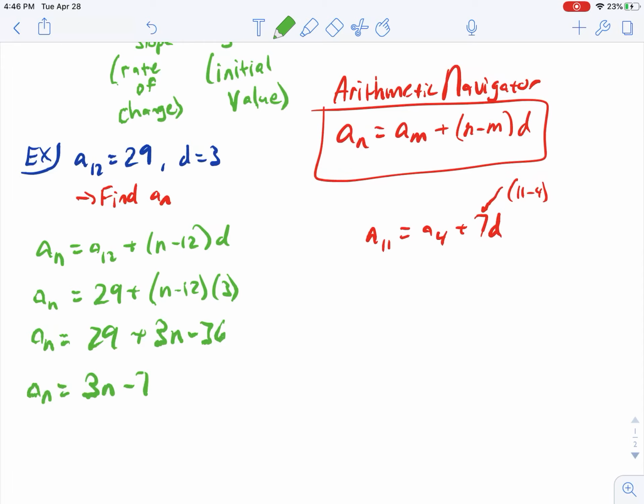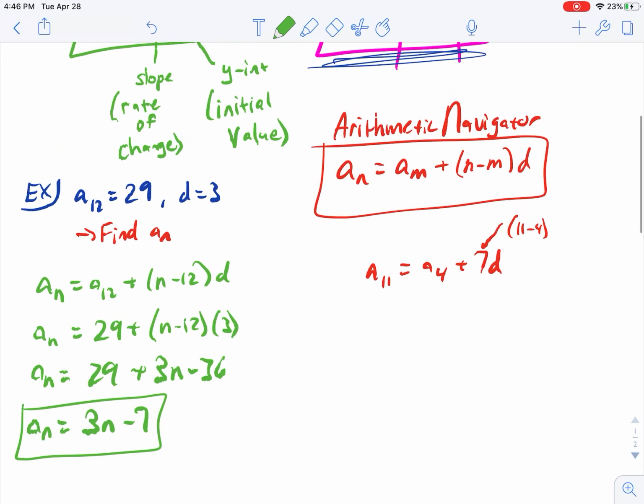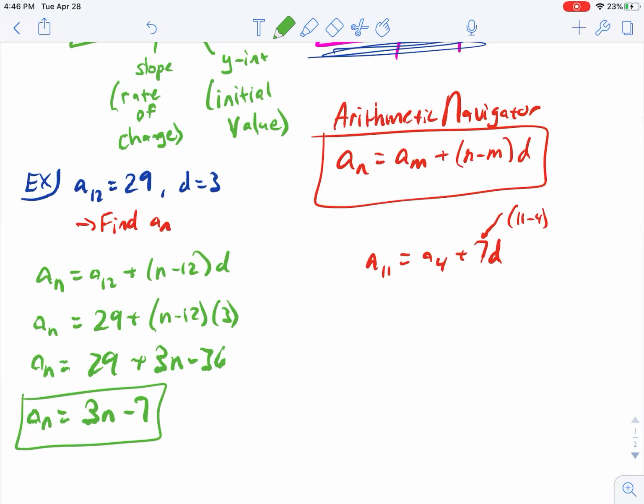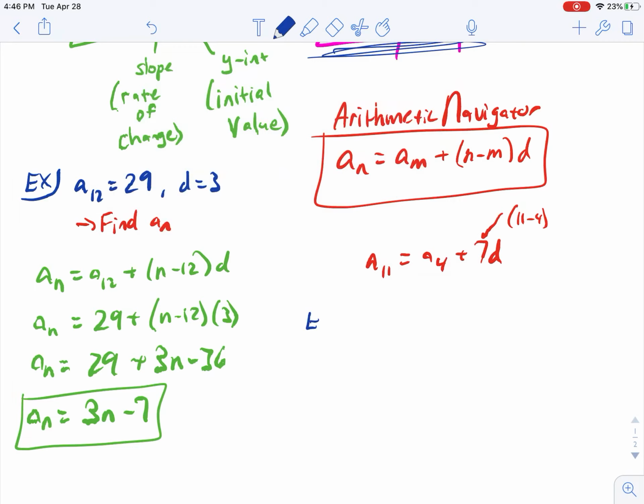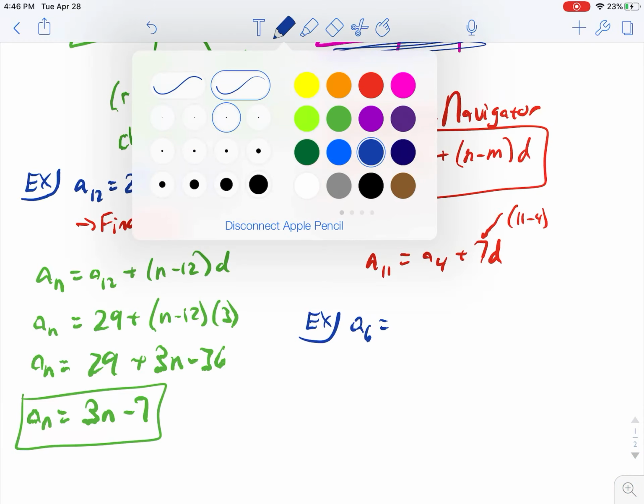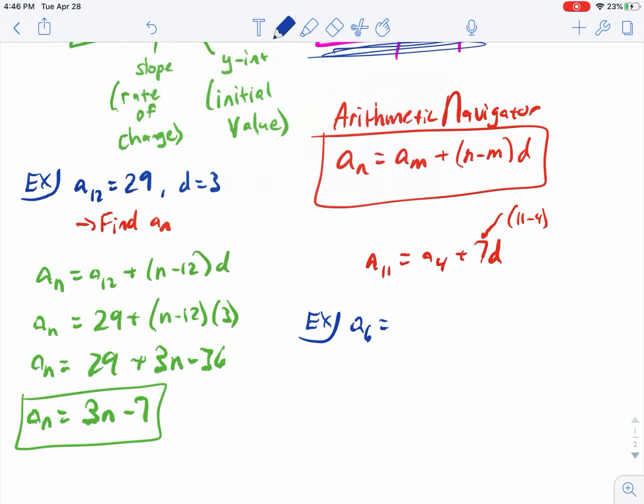So if this a12 is 29 and d is 3, I can distribute and get 3n minus 36. And finally, I get the answer, which is, very interestingly, almost the same as the previous one. a sub n is 3n minus 7. If you put in 12 for n, you get 29, or any other number, and you can get that term.